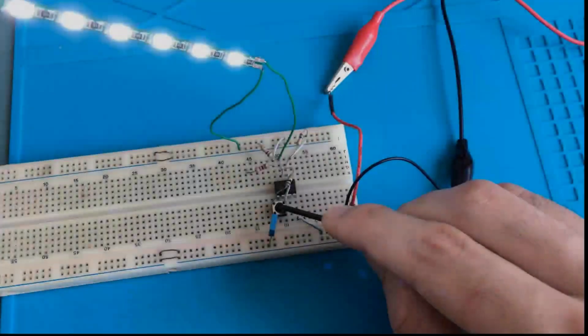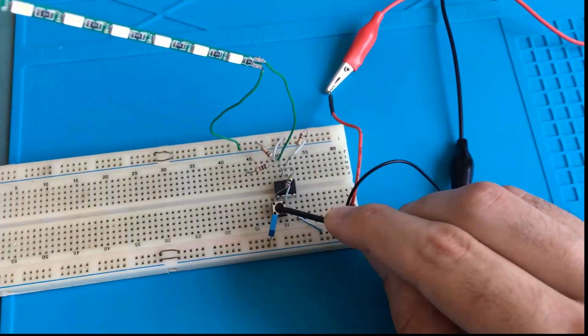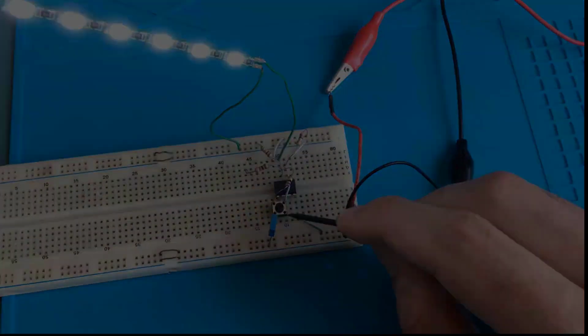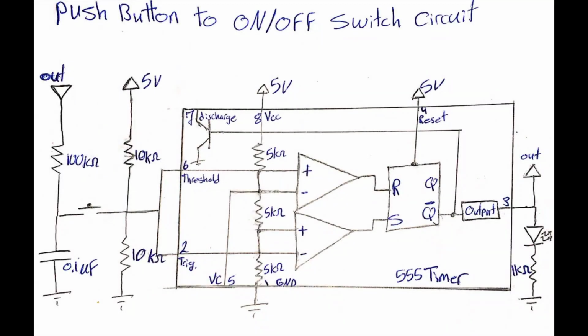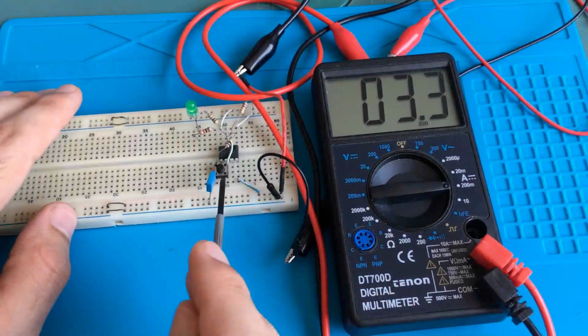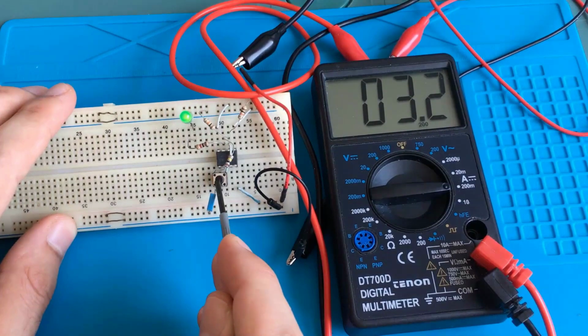In this video, we are going to have a look at this 555 timer based latch circuit, explain its working principle, and test its power consumption when it's used to convert a push button into an on-off switch.